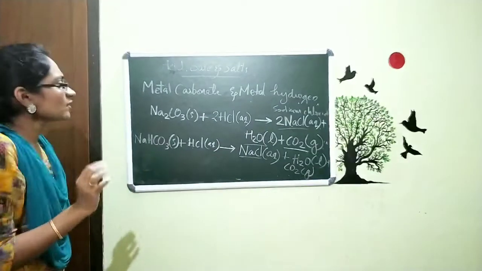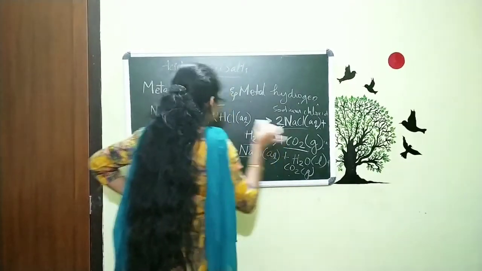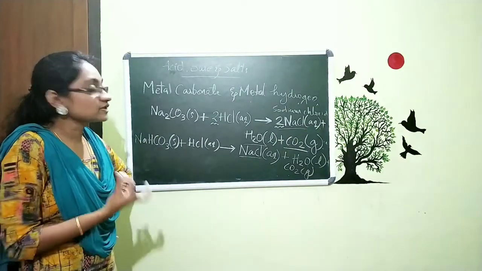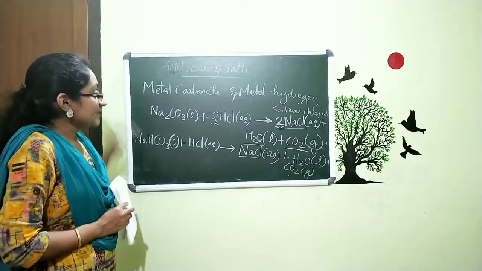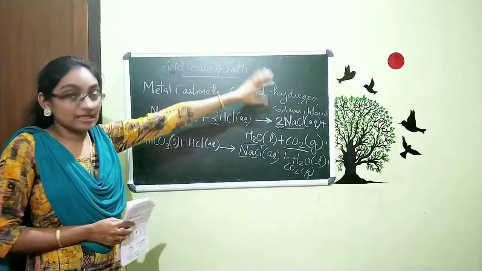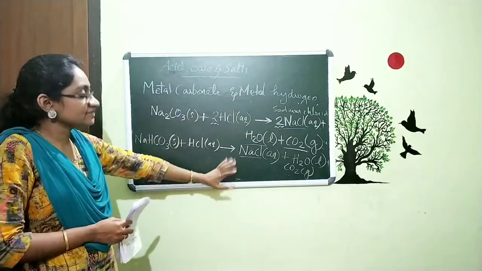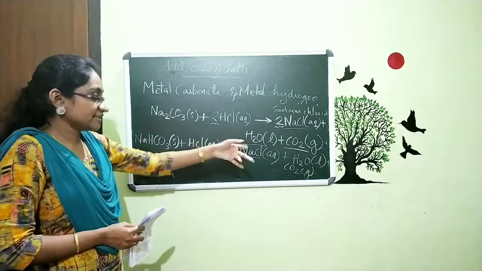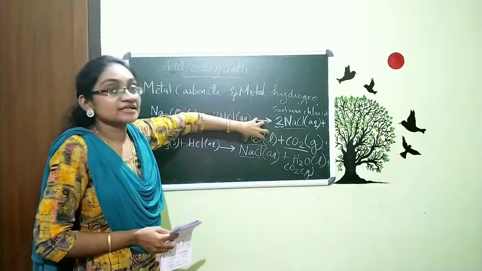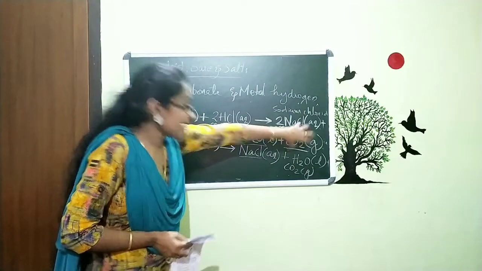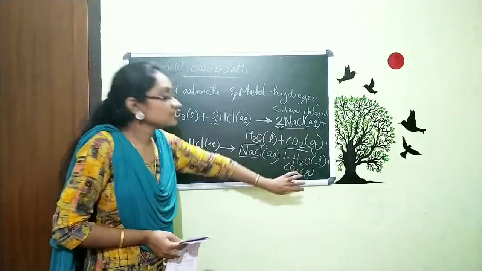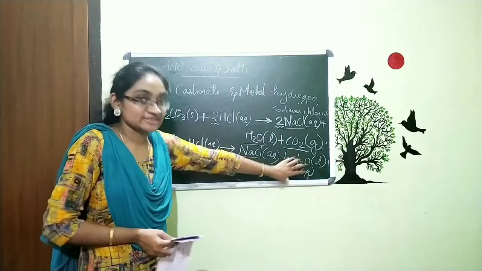So that means here the only difference is in this and this. That means only the number of molecules is different. So when the metal carbonate and the metal hydrogen carbonate react with acid, we get the same products. That is, we get a certain type of salt plus water plus carbon dioxide gas. Here also you can see a salt is formed, water is here, and the gas is carbon dioxide.